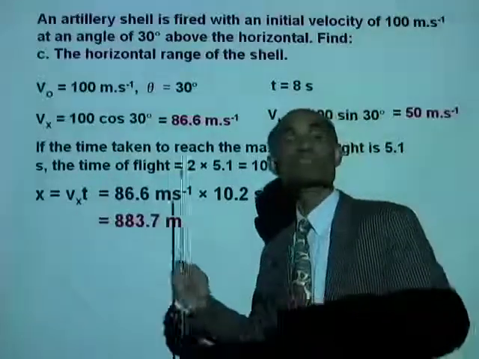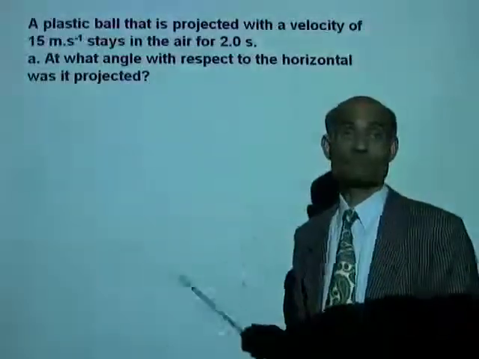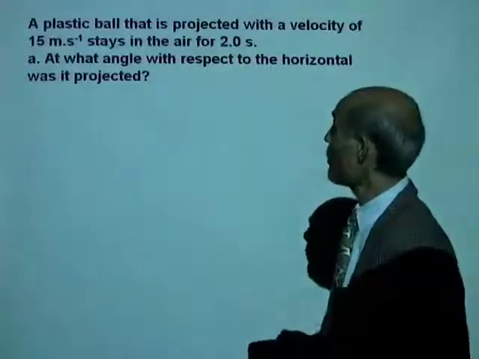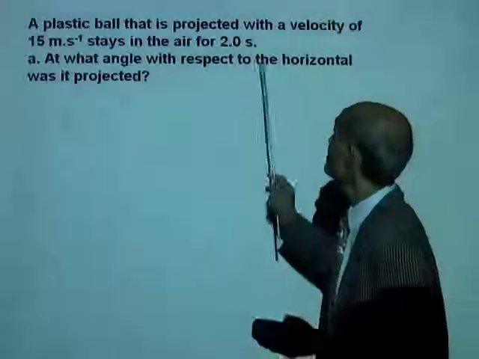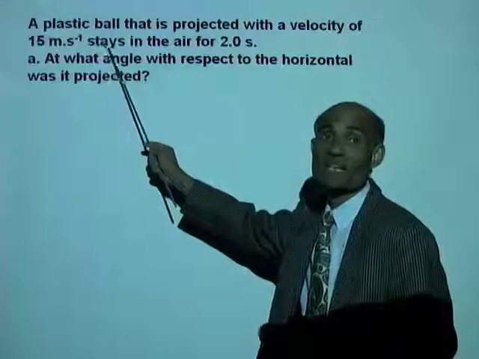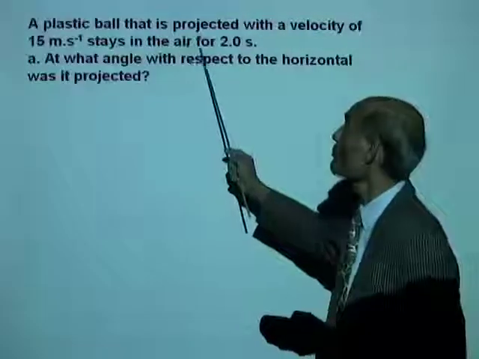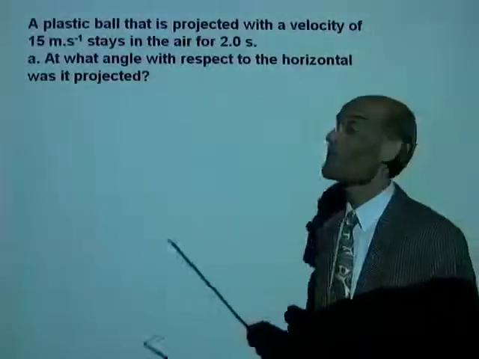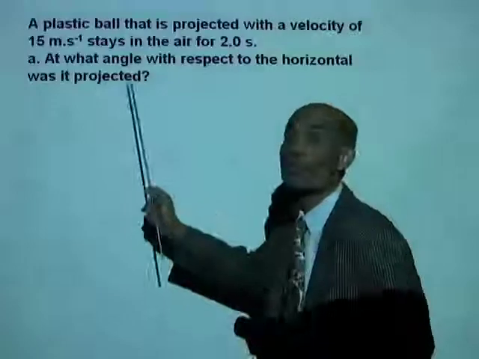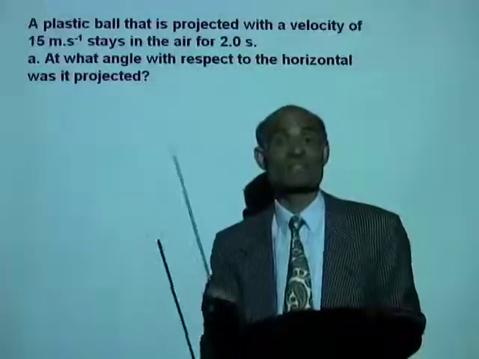Of projectile motion in this problem. Let's now look at another problem. A plastic ball that is projected with a velocity of 15 meters per second stays in the air for 2 seconds. At what angle with respect to the horizontal was it projected?